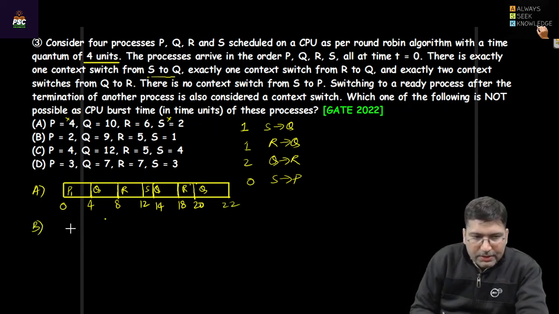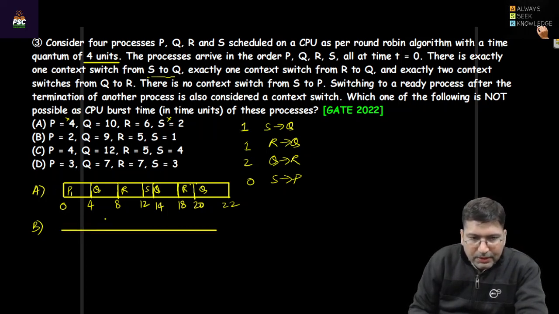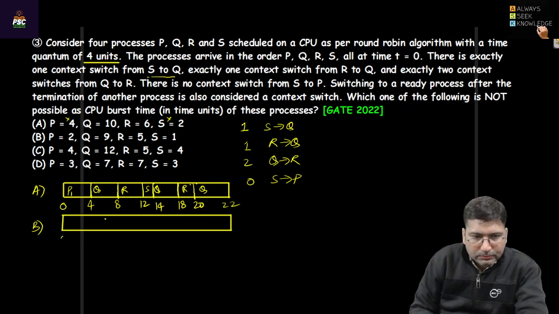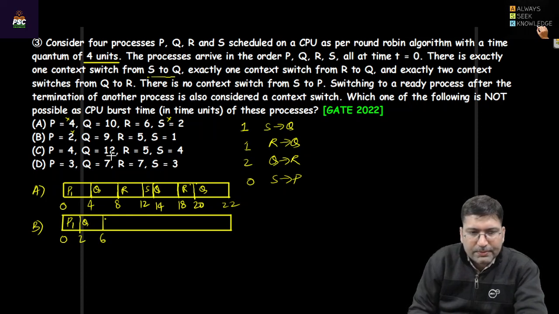Now let's draw the Gantt chart for option B. In case of option B, you can check what is given here. Right now we are solving every question in detail so that you will get the idea of how to solve the questions of the GATE exam. Initially P1 will be scheduled and this time P1 requests only 2 cycles, so it will finish its lifetime by 2 only. So it is done. Then Q will be scheduled. It will consume the next 4 cycles, so it will execute till 6.